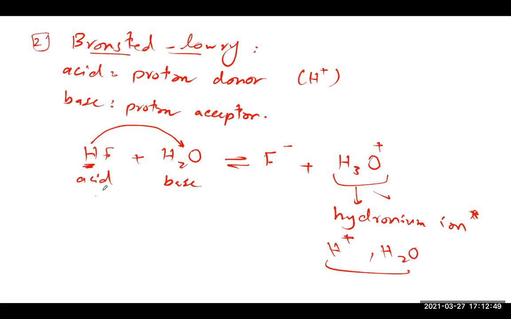So here we have an acid. Why is this one an acid? Because it lost one hydrogen. And how do we know that it will lose a hydrogen? Because it started with hydrogen. Okay, and H2O will be the base.